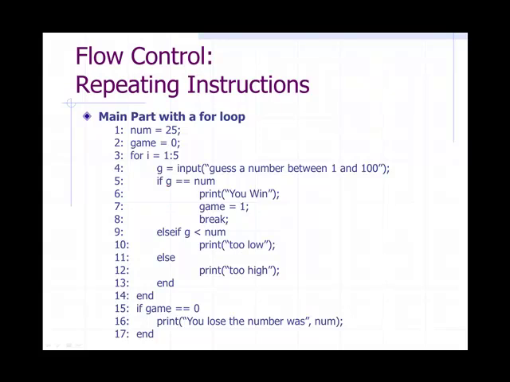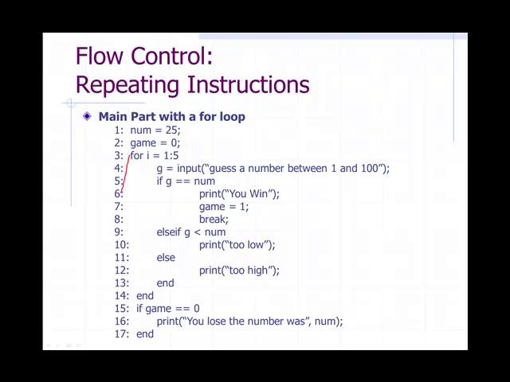Alright, so if this is not true, then it's going to look at the second statement, else if G is less than num. If that's true, it's going to print too low, and what's going to happen is it's going to keep looping again. And this will loop 5 times. The only way for this thing to stop is if it goes into this part of the if statement, which causes it to break.